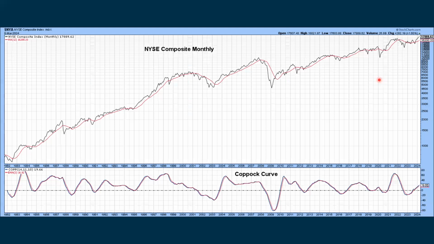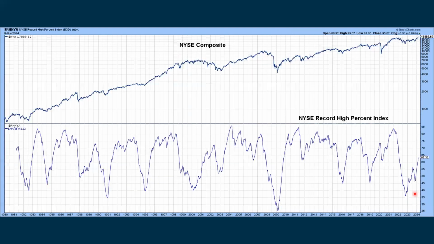Then we have some long-term secular, that means decades, versus cyclical studies that we look at. Cyclical just could be years. This is a monthly chart of the NYSE composite. We're above the moving average and it's going up. So that's positive in and of itself. On a momentum basis, as measured by the Coppock curve, this is also looking positive.